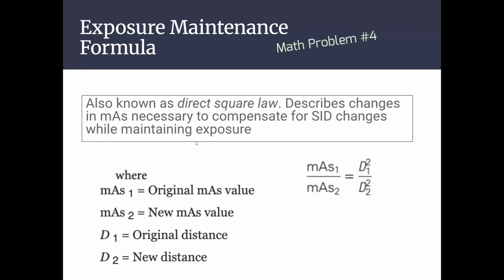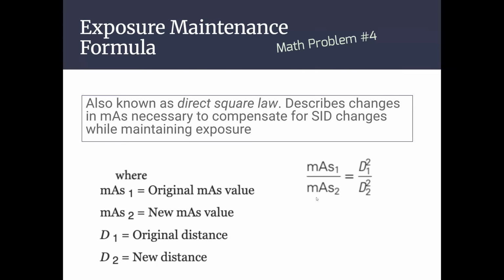So to maintain the exposure, you utilize this formula to maintain the exposure, to calculate the new mAs when you have to change your distance. A real life scenario, as we were saying: for radiology, we generally use 72 inches, and that's a general term for SID.